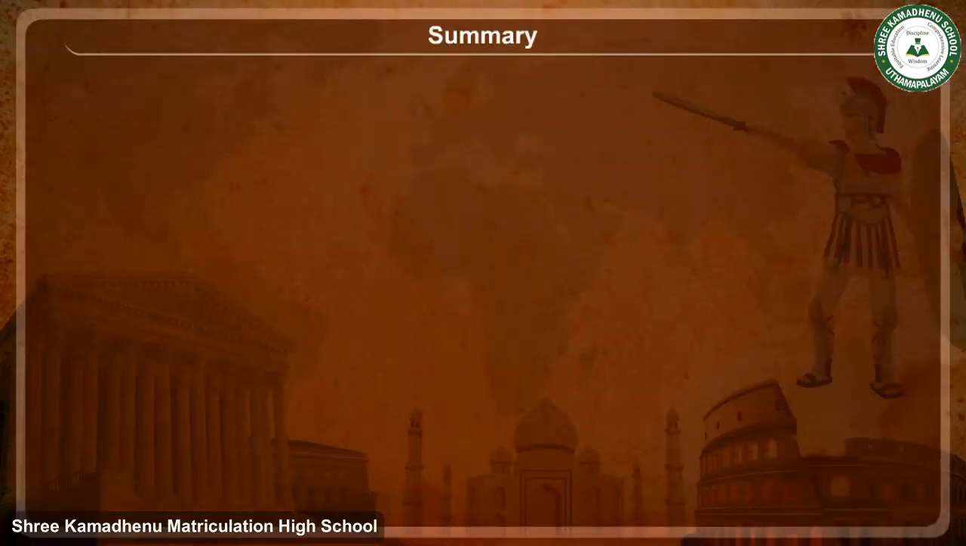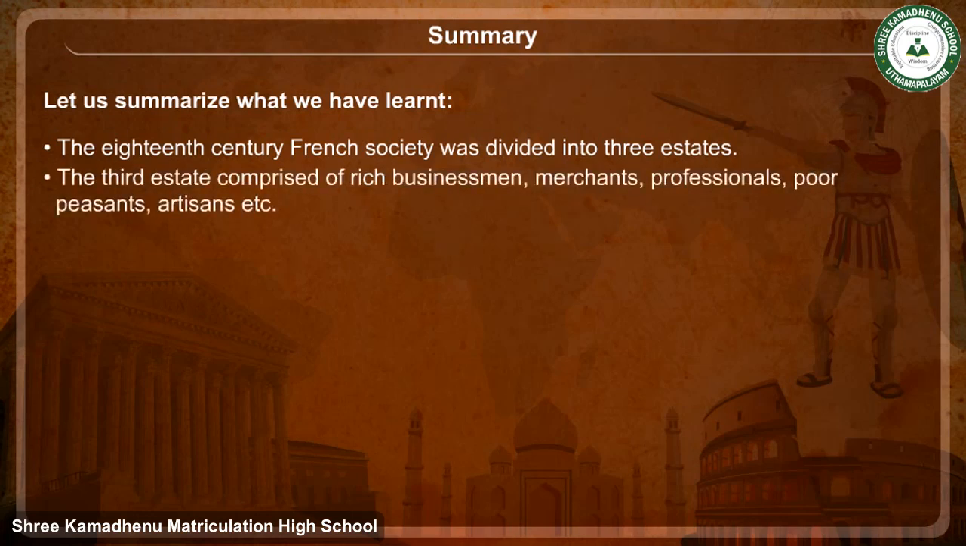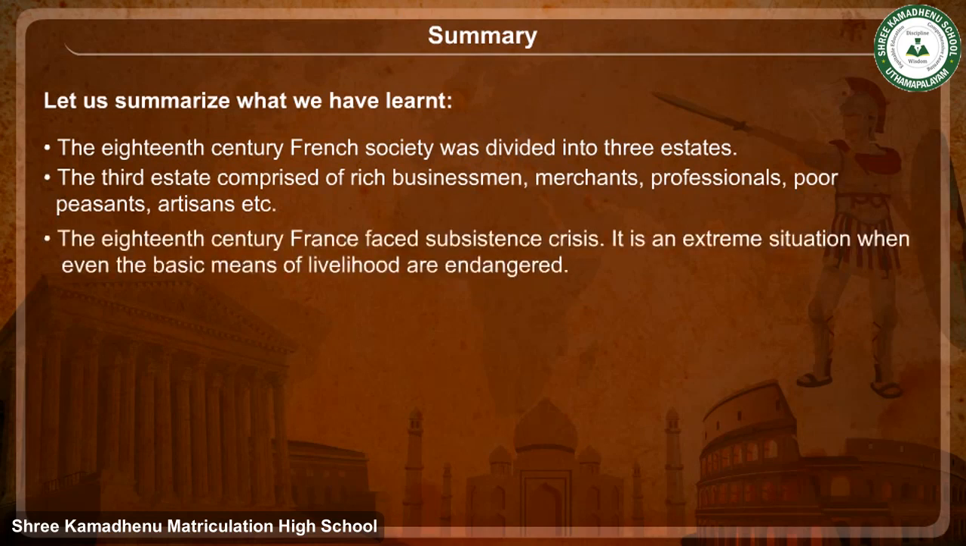Summary. Let us summarize what we have learned. The 18th century French society was divided into 3 estates. The third estate comprised of rich businessmen, merchants, professionals, poor peasants, artisans, etc. The 18th century France faced subsistence crisis. It is an extreme situation when even the basic means of livelihood are endangered.